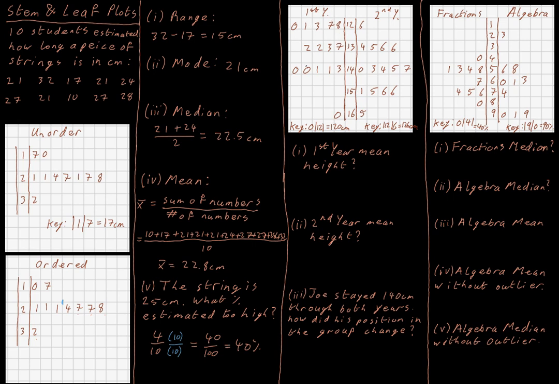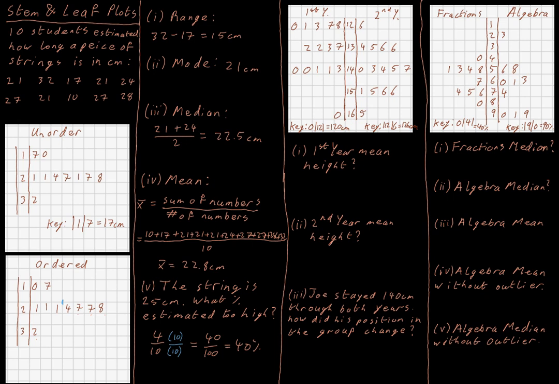Now, with our back-to-back stem and leaves, they work exactly the same way. So here we're dealing with the heights of students in first year and in second year. The stem works as you might expect. So we have 120 centimeters, 130 centimeters, 140 centimeters, 150 centimeters, 160 centimeters.